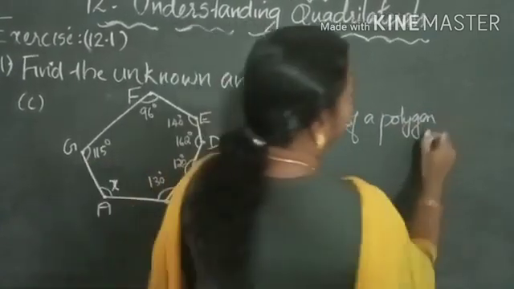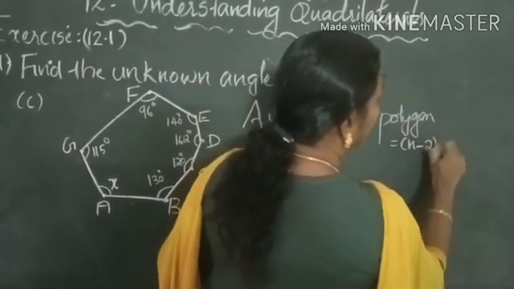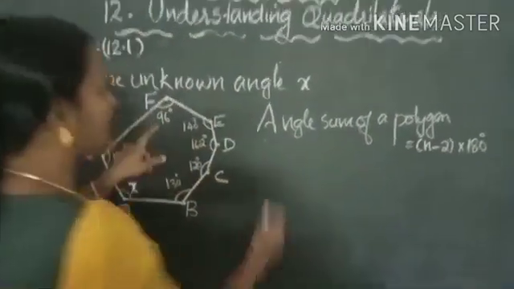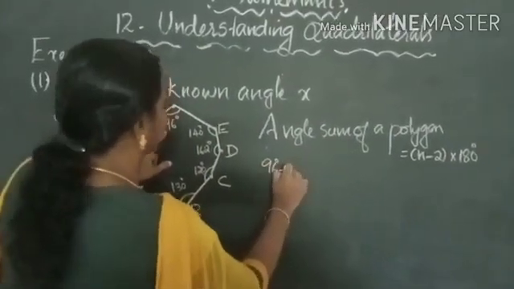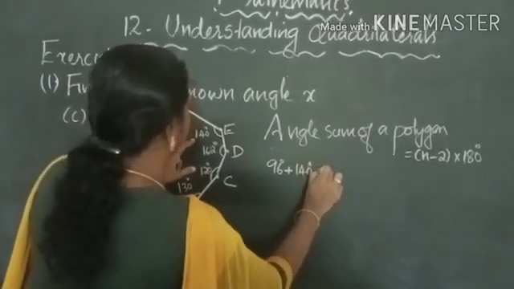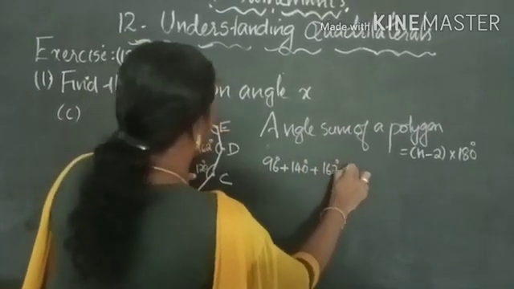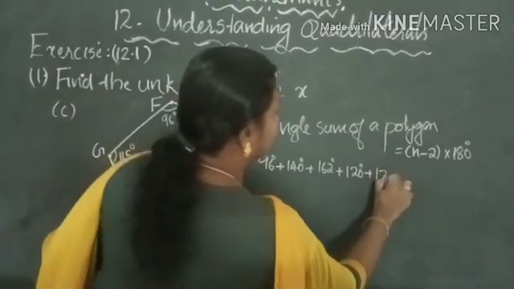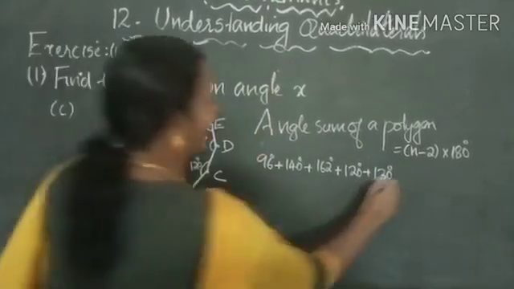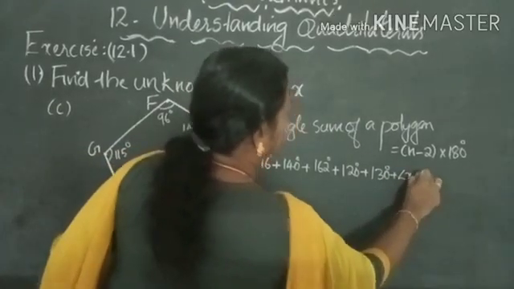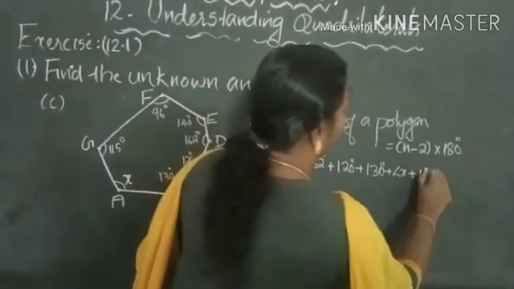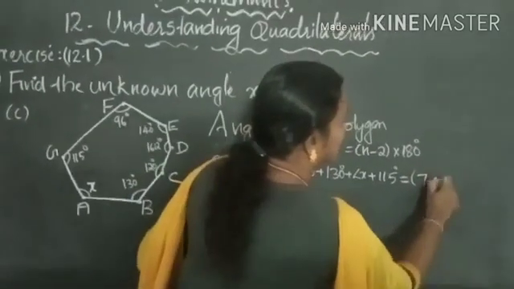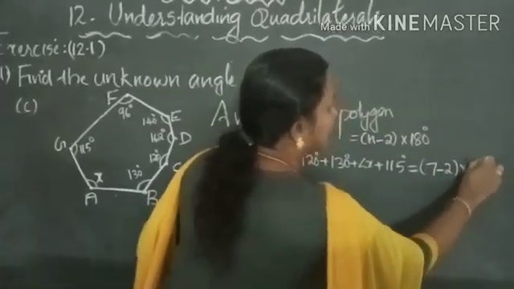Sum of the interior angles of a polygon is n minus 2 into 180 degree. Okay, here add 96 degree plus 140 degree plus 162 degree plus 120 degree plus 130 degree plus angle x plus 115 is equal to, here the sides 7. So 7 minus 2 into 180.